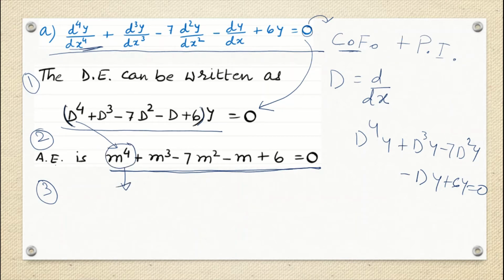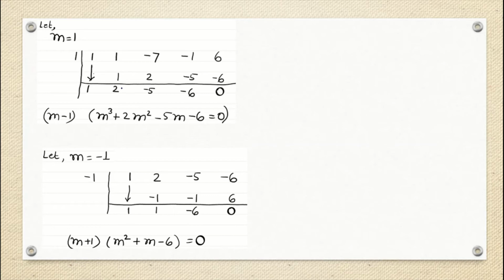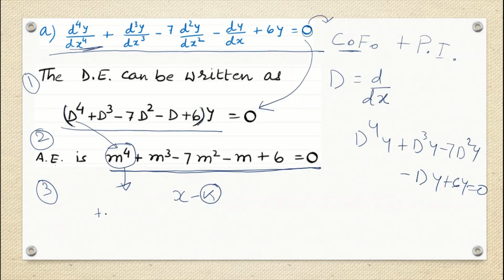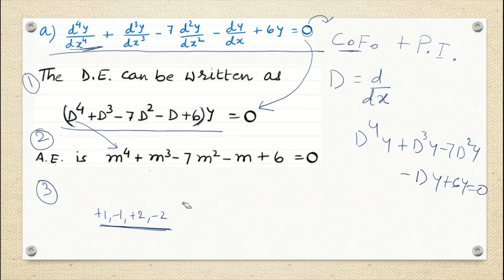Why? Because the order is 4, and I want to divide this polynomial in the form of x minus k or x plus k, correct? For that I need to know what k is. At least one root I want to know. That root we find by the method called the inspection method. And what is this inspection method? Just start with plus 1, minus 1, plus 2, minus 2. Check with these values, replace m with these values, and see whether you are getting 0. If it is satisfying 0, that means this is a root of this equation.